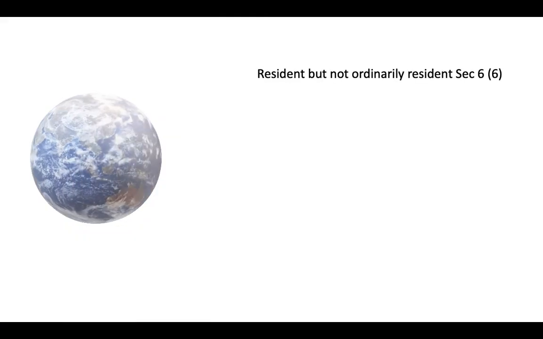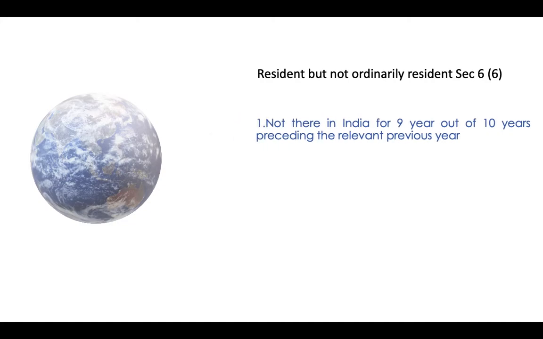To claim the status of resident but not ordinary resident, he has to satisfy any one of the additional conditions. First condition is he was not there in India for 9 years out of 10 years immediately preceding the relevant previous year. Leave the previous year, take 10 years preceding that and see that he was not there in India for 9 years.